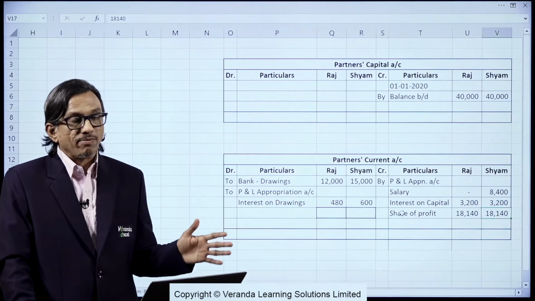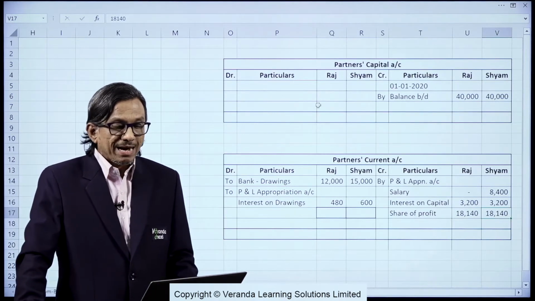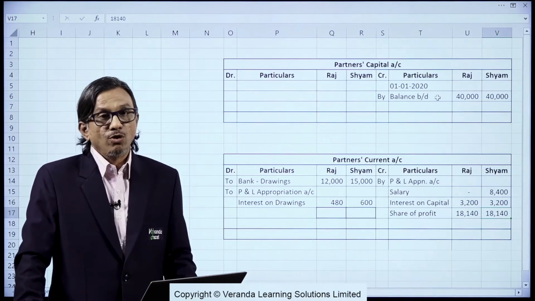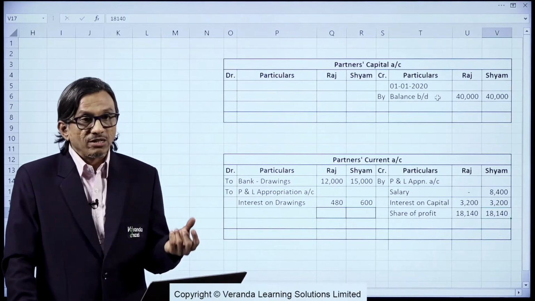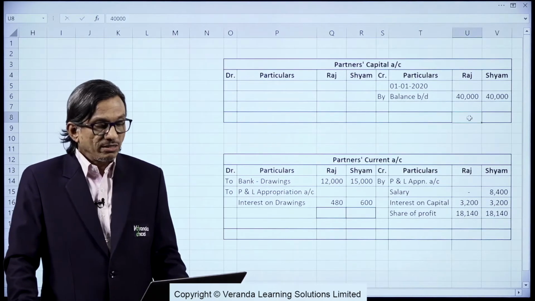Now all the entries are made in the capital and current account. In the capital account, there is only the opening balance. No further addition of capital, no drawings of capital. Therefore, this will remain the same.